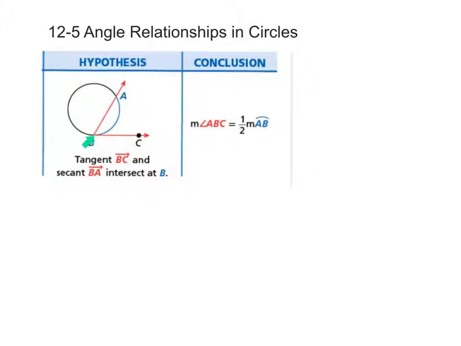When they intersect at a point, the secant and the tangent are intersecting at a point, it's forming this angle, angle ABC. That angle will be half the measure of arc AB. So angle B right here, angle ABC, will be half the measure of arc AB, the blue line.